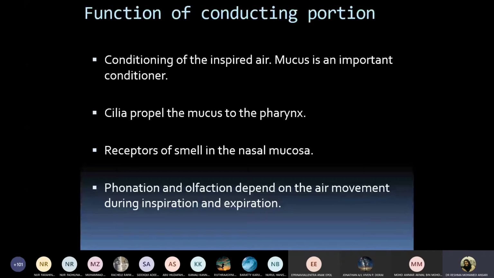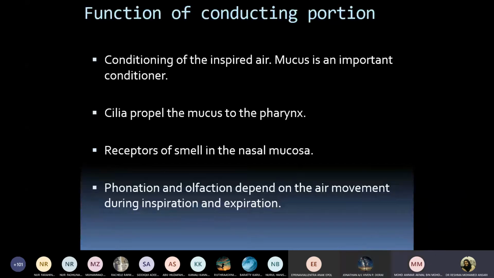Nose is also used for smelling, so it is also used for olfaction. So phonation and olfaction depend upon air movement. What do you mean by phonation and what do you mean by olfaction? Phonation is producing sound. Your voice. Olfaction?